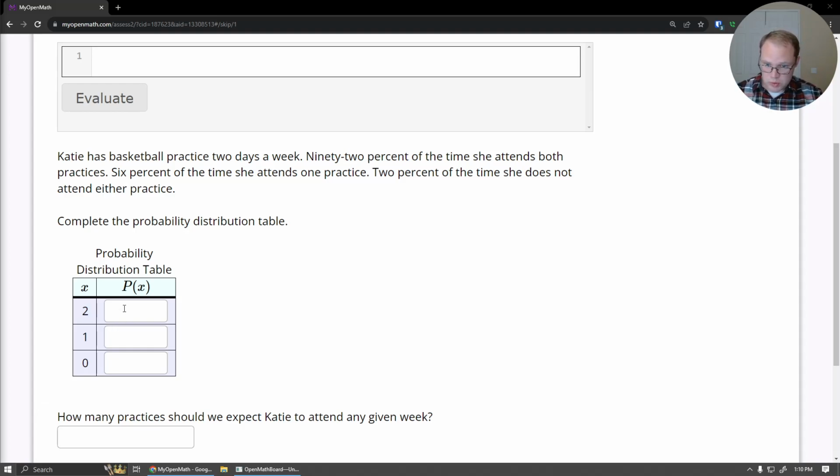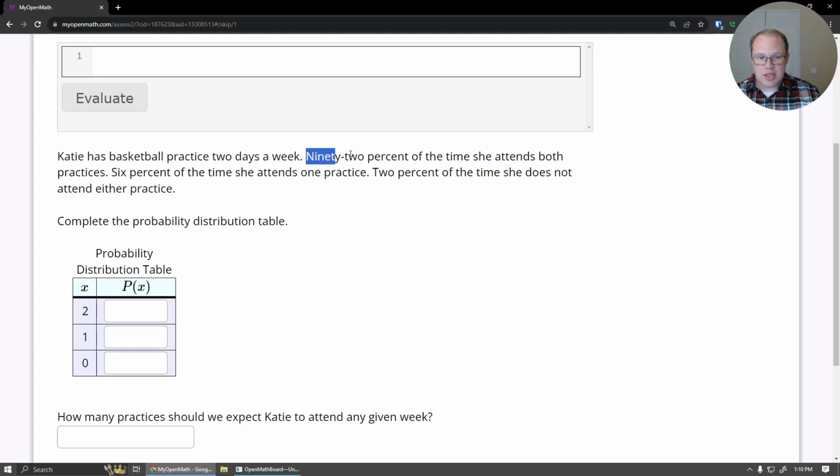Okay, so we're just going to fill it out. The X values are already filled out for us. Those are the possible outcomes. So she could attend 2 practices, 1 practice, or 0 practices. We need to assign the probabilities. For this particular problem, they give us the probabilities.